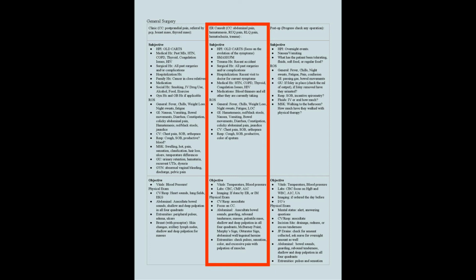And then for objectives here, we want to, again, look at their vitals. Always important to look at their vitals. Labs, if they're in the ER, they're more likely done. So you want to look at their CBC, CMP, A1C, those. Imaging, again, if it's already done.